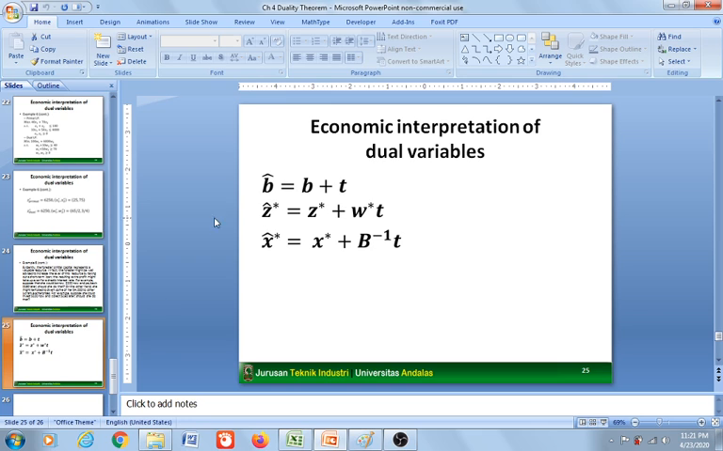We will use the equation in the middle: z star hat equals z star plus w star times t. The z star hat is the new value of z star after doing something with the money, borrowing or investing it. The t over here is the amount of money that you will invest or the amount of money that you will borrow.